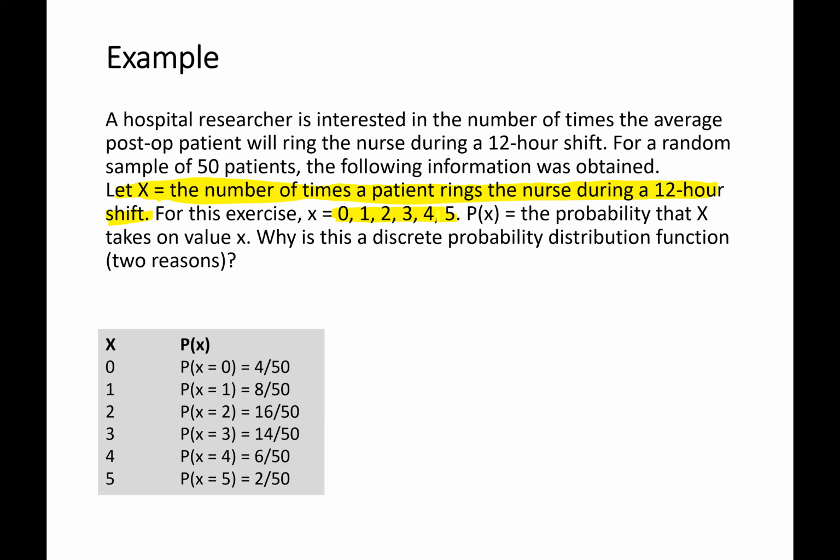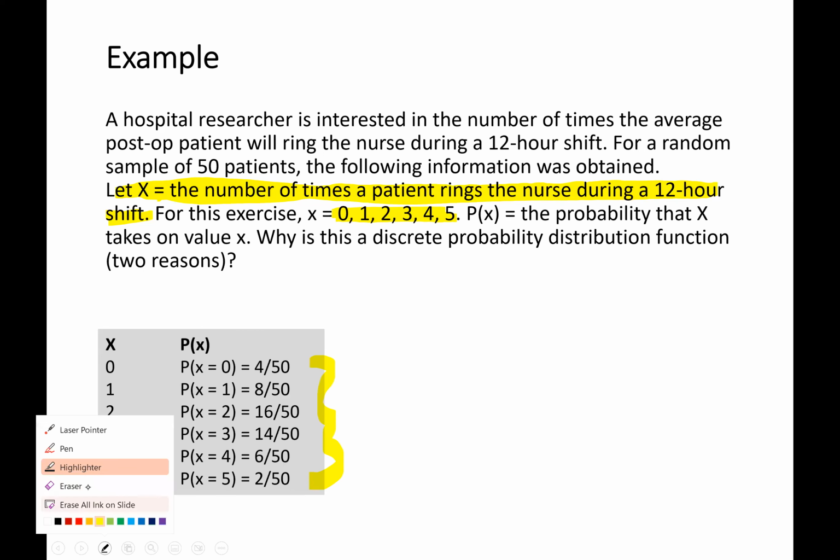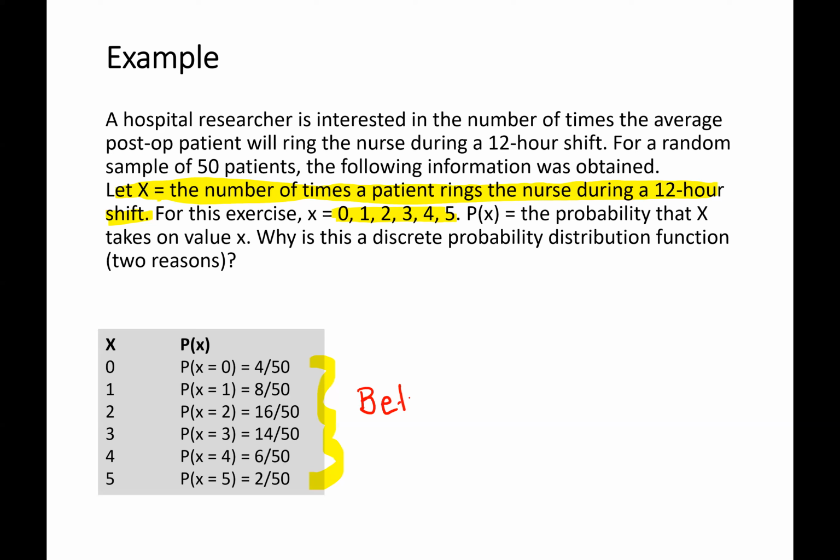So P of X is the probability that X takes on any of these 6 values. Why is this a discrete probability distribution function? What are the 2 criteria it must meet for it to be a discrete probability distribution? Each of these probabilities must be between 0 and 1 inclusive. Is that correct? Are these all between 0 and 1 inclusive?